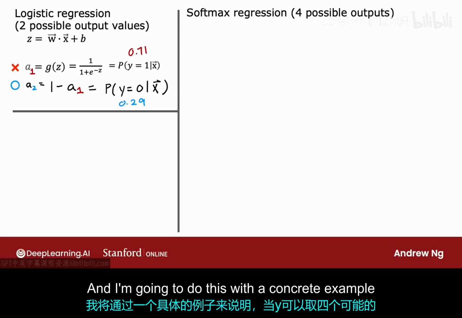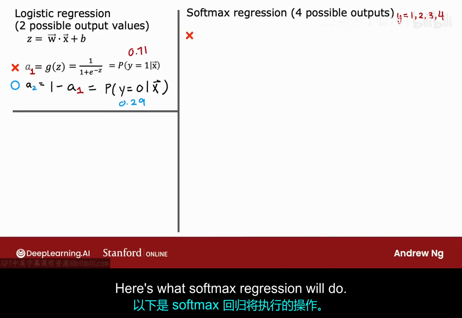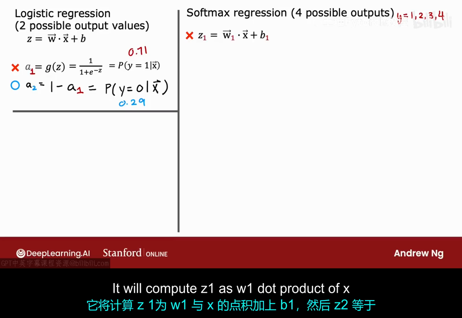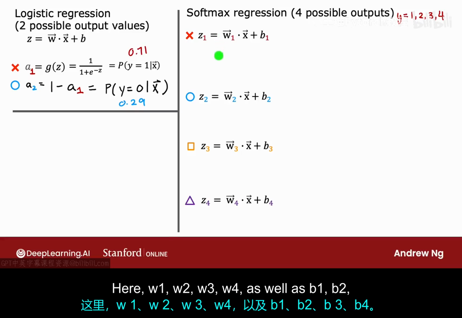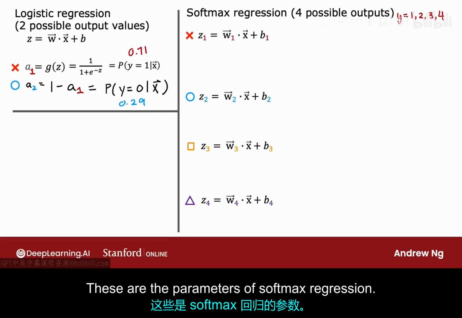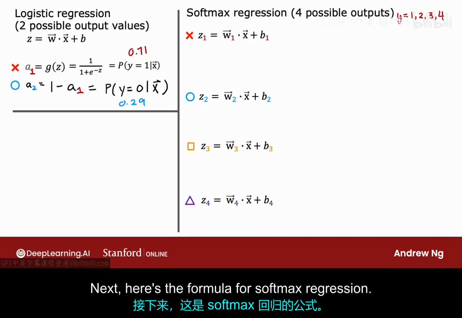And I'm going to do this with a concrete example of when y can take on 4 possible outputs. So y can take on the values 1, 2, 3, or 4. Here's what softmax regression will do. It will compute z1 as w1 dot product with x plus b1, and then z2 equals w2 dot product with x plus b2, and so on for z3 and z4. Here, w1, w2, w3, w4, as well as b1, b2, b3, b4, are the parameters of softmax regression. Next, here's the formula for softmax regression.